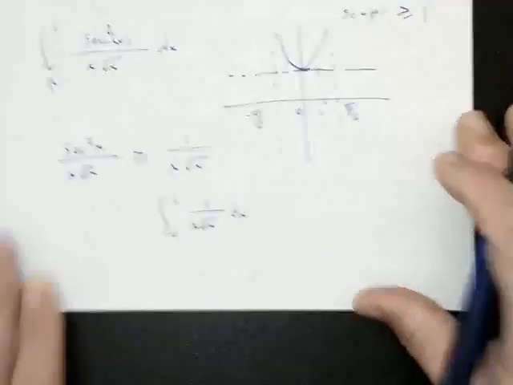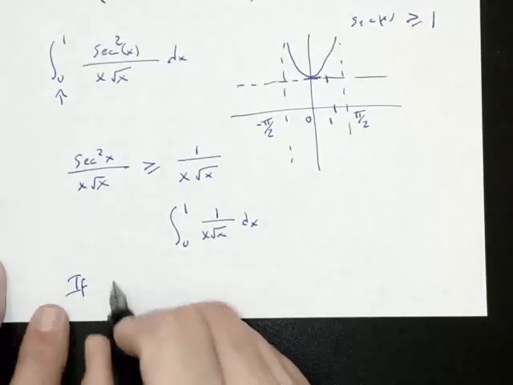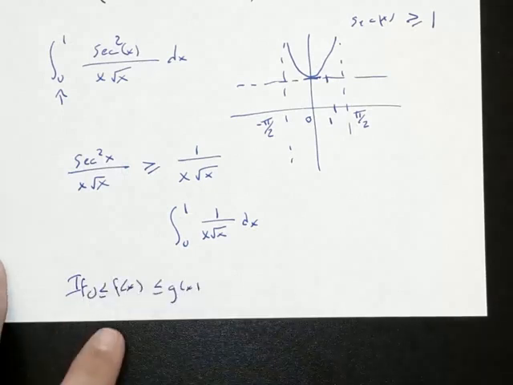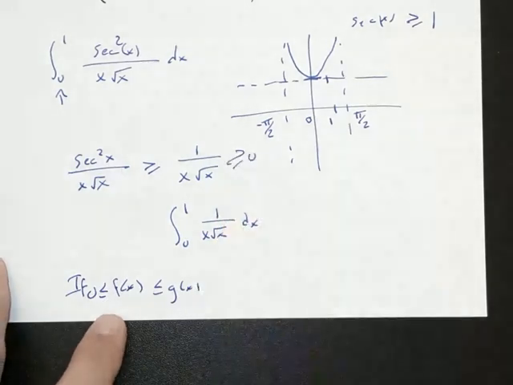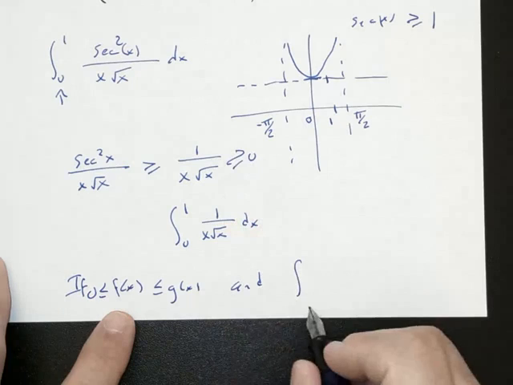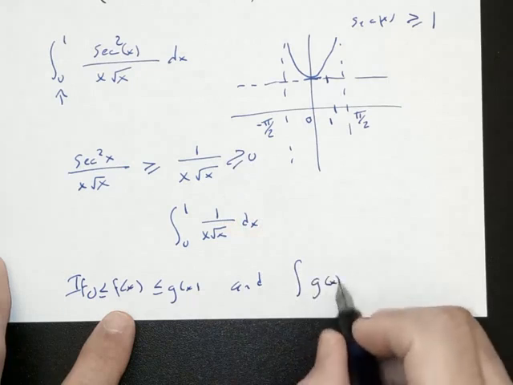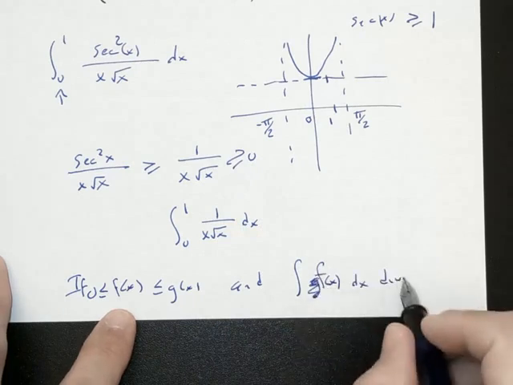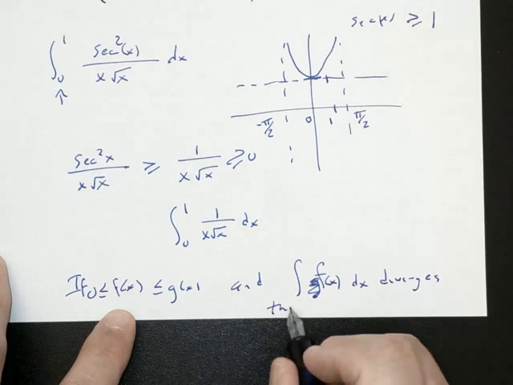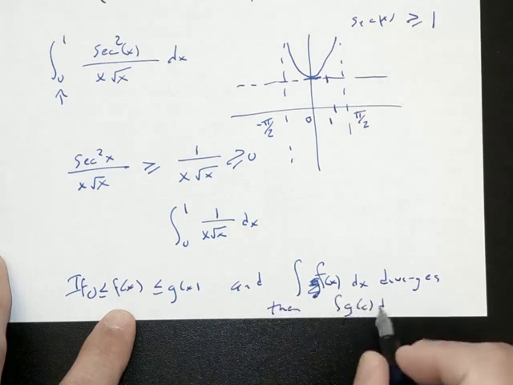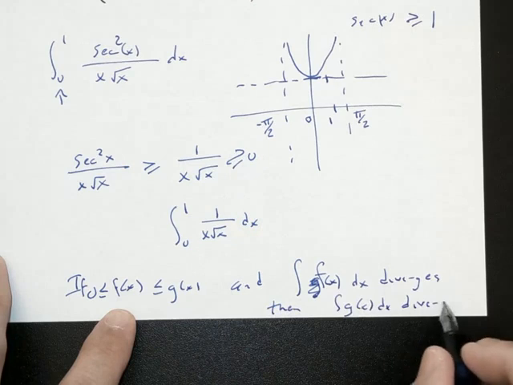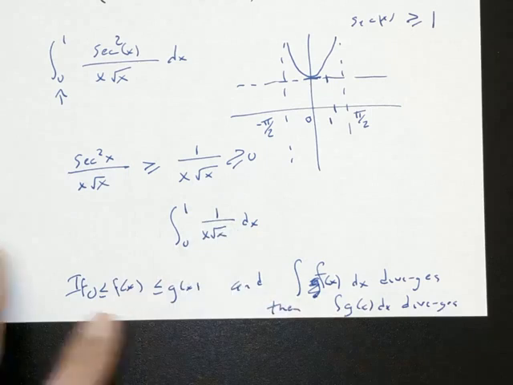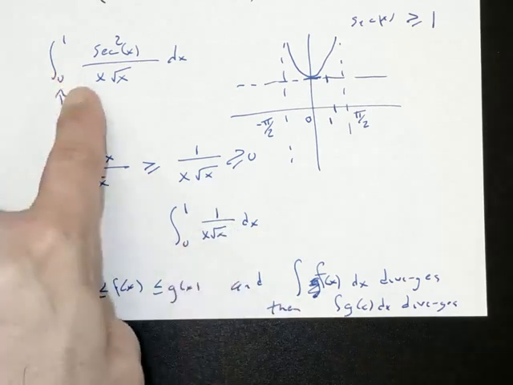Because the comparison theorem says if f of x is less than g of x and both of them are positive, because that's definitely going to be bigger than or equal to 0, and the integral of f of x diverges, then the integral of g of x diverges. So I picked something smaller, that's my smaller thing, and I want to see if that blows up to infinity. If that blows up to infinity, it's going to take this one with it.